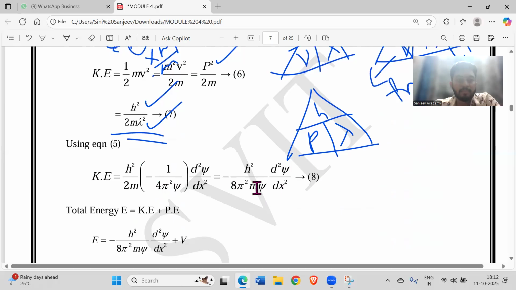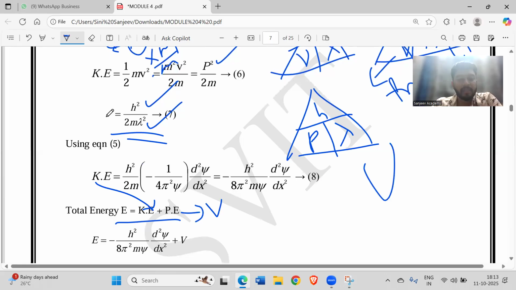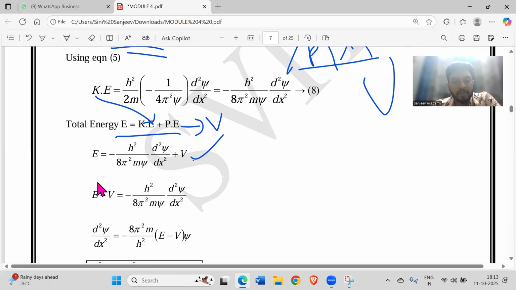Then what is total energy? Kinetic energy plus potential energy. So what is my kinetic energy? This one I'll substitute here. Potential energy, normally you'll take U, right? Here they have taken it as V. Then you can see here, E minus V. This V will go to this side, is equal to minus this.